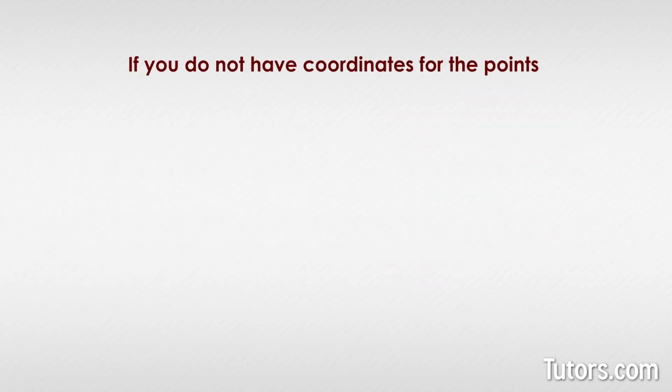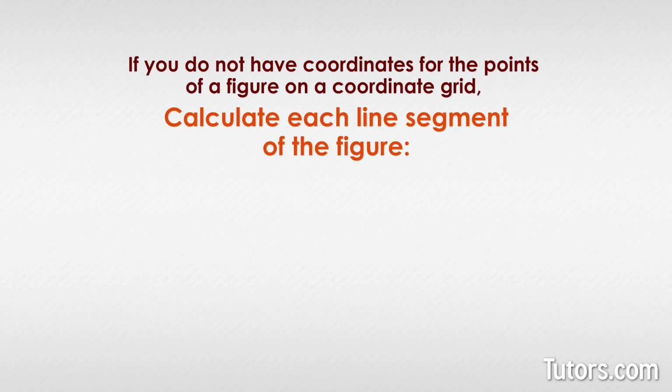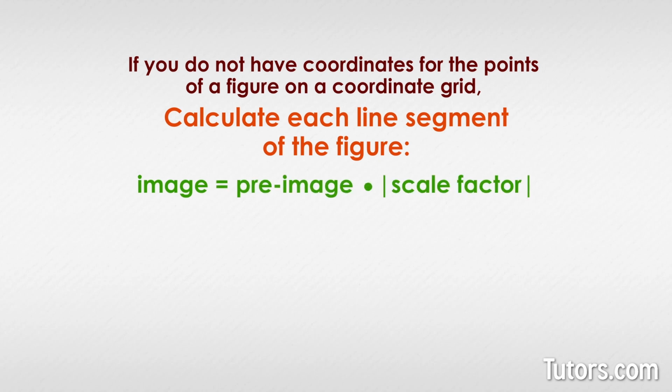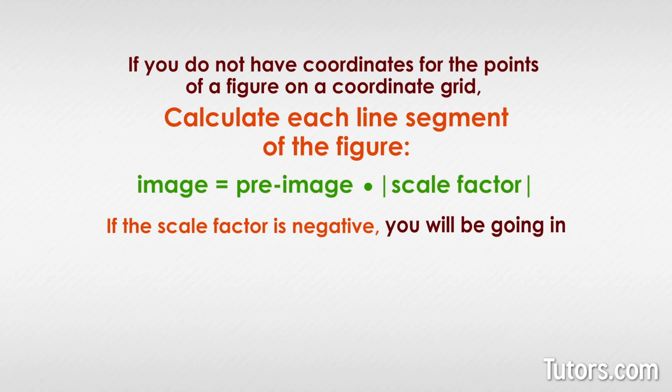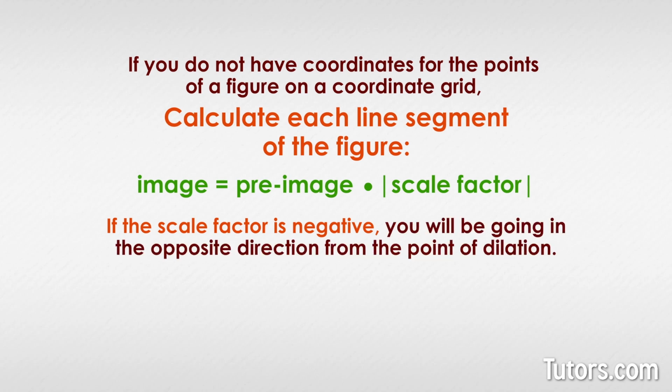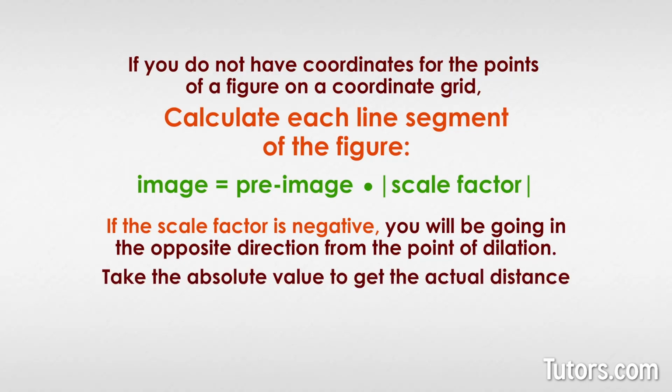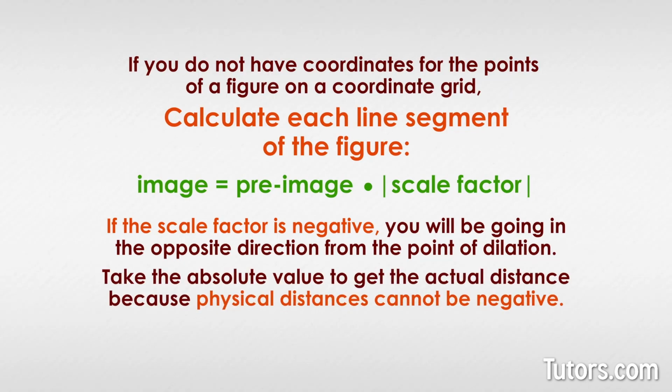When you do not have the coordinates for the points of a figure on a coordinate grid, you must calculate each line segment of the figure and multiply it times the absolute value of the scale factor. If the scale factor is negative, you will be going in the opposite direction from the point of dilation. But you must take the absolute value to get the actual distance, because physical distances cannot be negative.